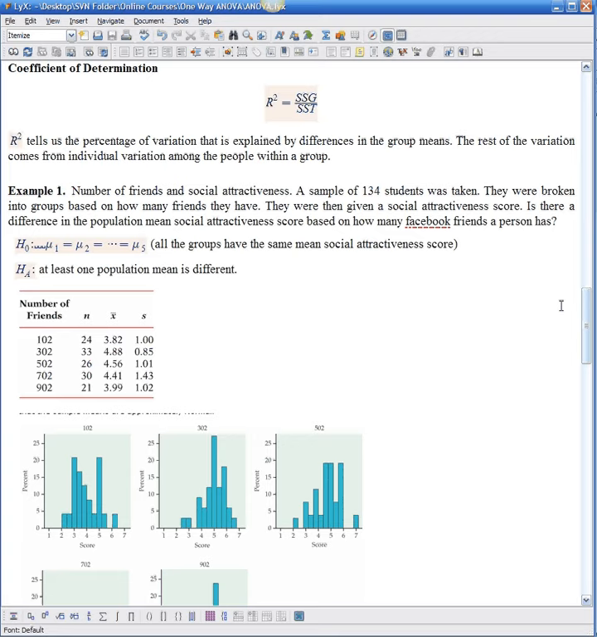They were broken into groups based on how many friends they have, and then they're each given a social attractiveness score. And we want to know, is there a difference in the population mean social attractiveness score based on how many Facebook friends the group has? Notice they're broken out into these 5 groups.